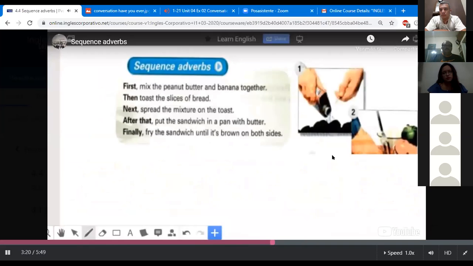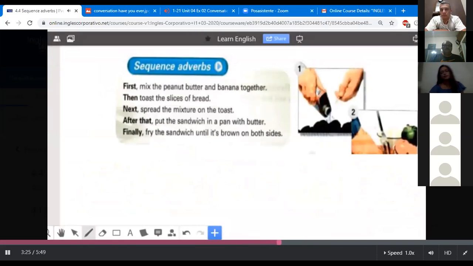And what we basically did was that we organized our ideas and we explain, in this case, a food recipe. We use sequence adverbs to do this. And so as I mentioned, we use first, we use then, we use next, we use after that, and then we use finally.